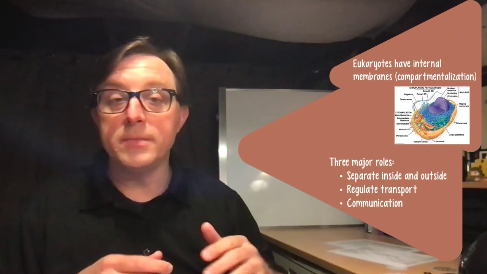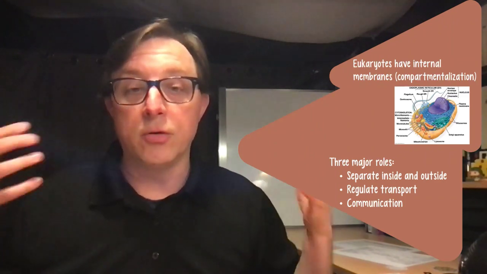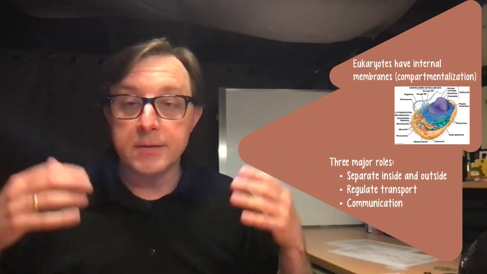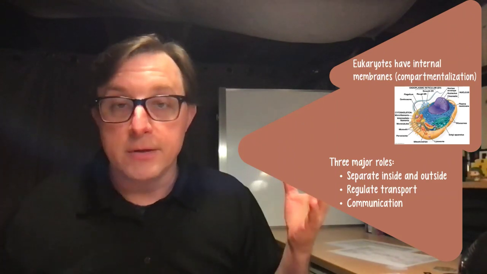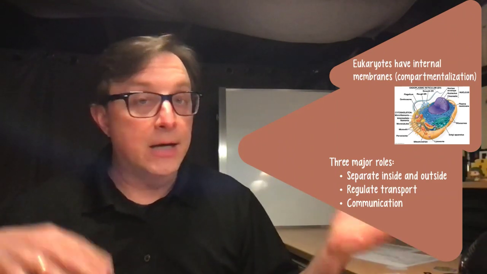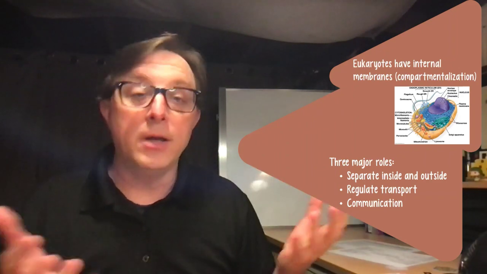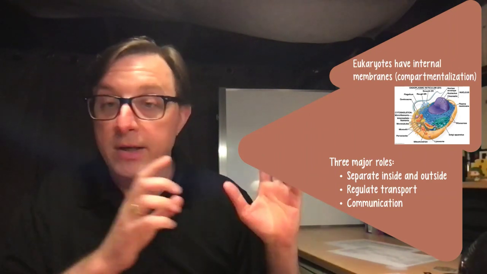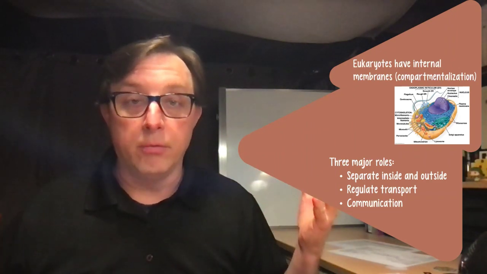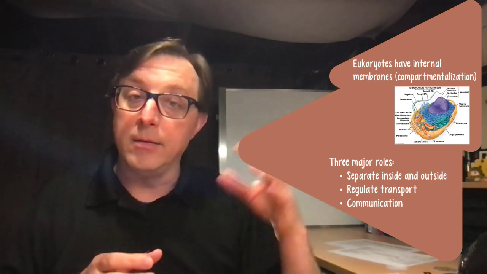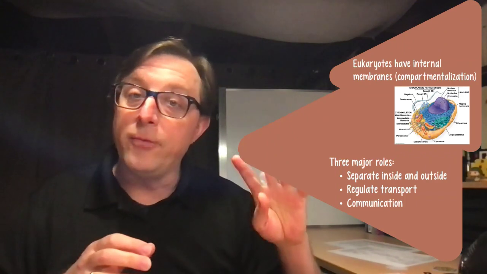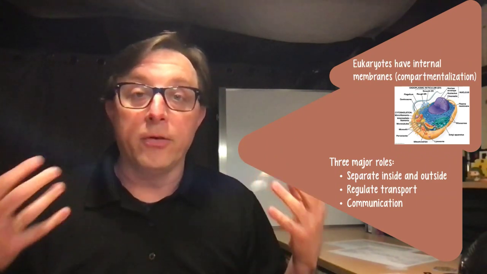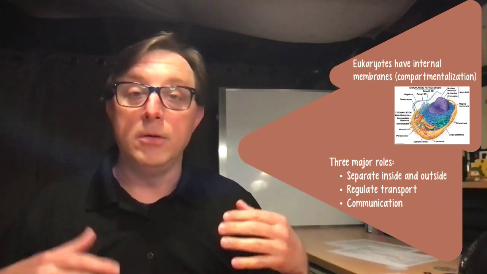Okay, in terms of the major roles of these cell membranes, there are three major roles here. First, just very basically, they separate the inside from the outside, right? They form the boundary of the cell. They regulate transport, which is what we'll really be getting into in this video. And as we'll see in Unit 4, they also play a big role in communication.